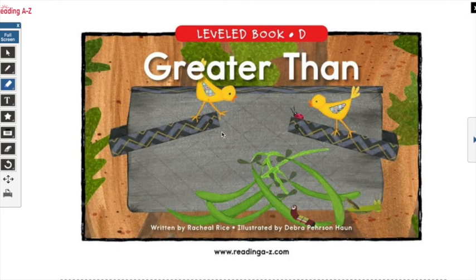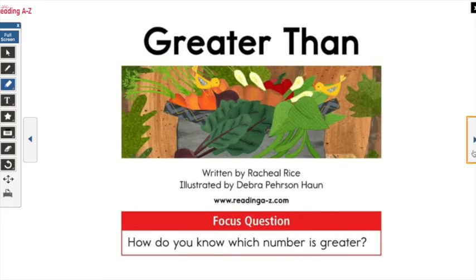This book is called Greater Than, written by Rachel Rice, illustrated by Deborah Pearson Hun. Greater than.